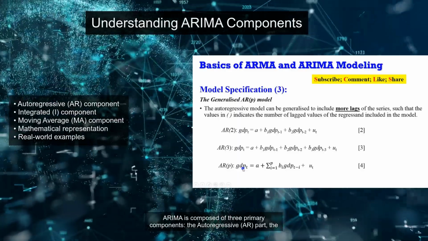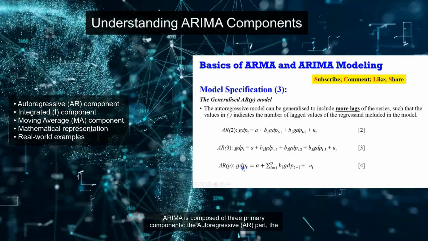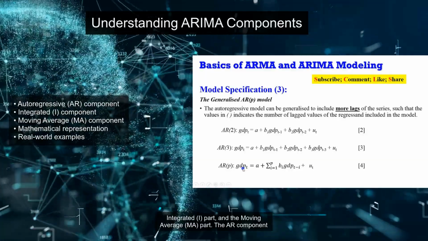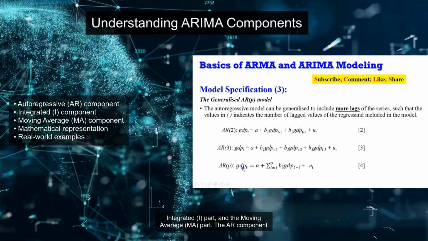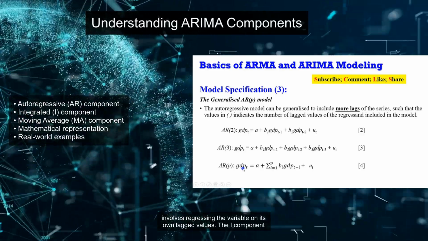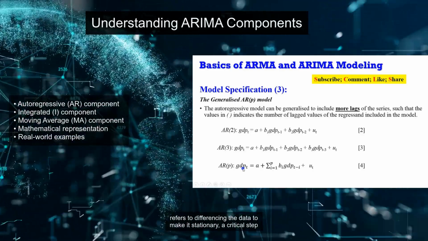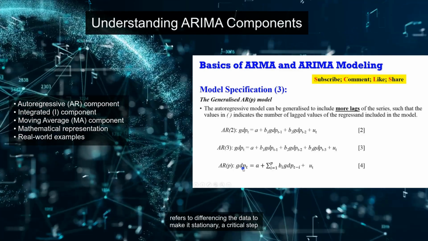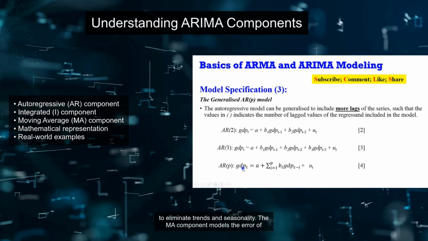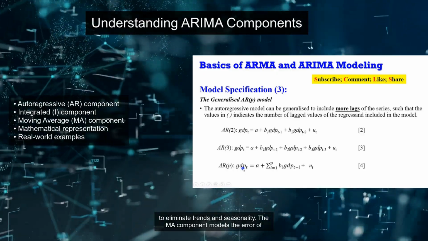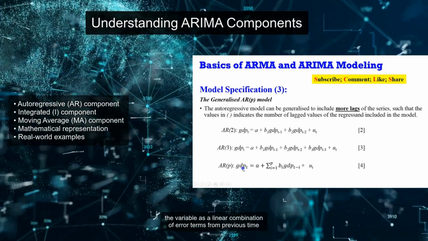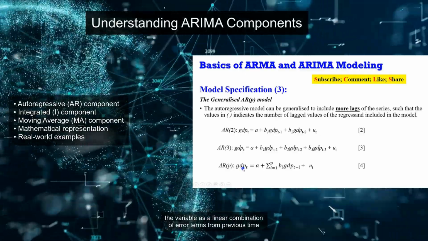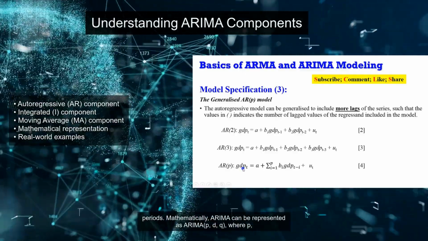ARIMA is composed of three primary components: the autoregressive, AR, part, the integrated, I, part, and the moving average, MA, part. The AR component involves regressing the variable on its own lag values. The I component refers to differencing the data to make it stationary, a critical step to eliminate trends and seasonality. The MA component models the error of the variable as a linear combination of error terms from previous time periods.